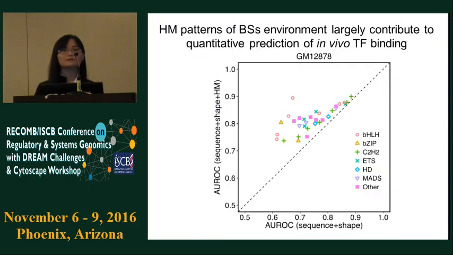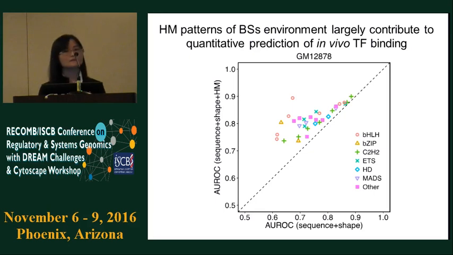So then wondering whether this protein family specific conserved histone modification patterns can help quantitative modeling of the TF binding specificity in a protein family specific manner. So here we built an L2 regularized multiple linear regression model trying to distinguish binding site and non-binding site, and we record the performance in AU-ROC.